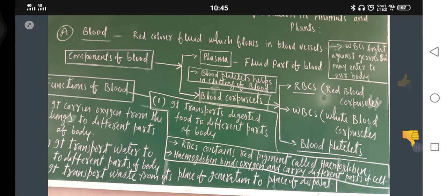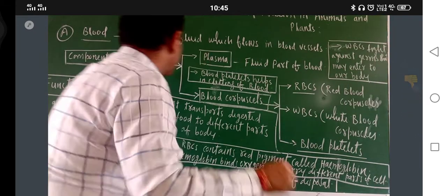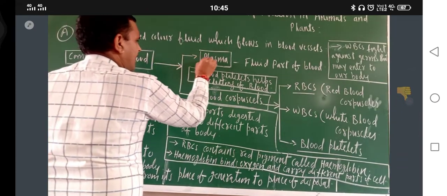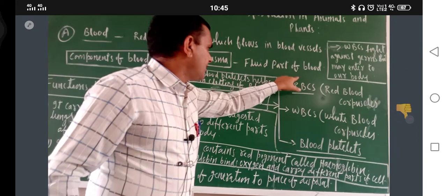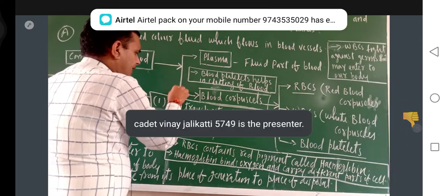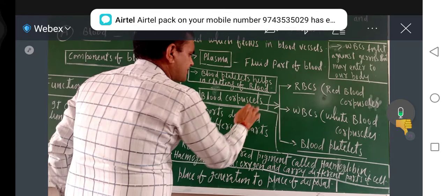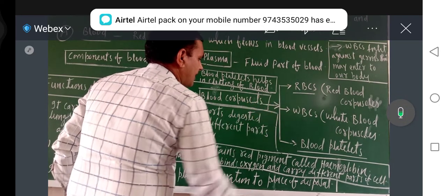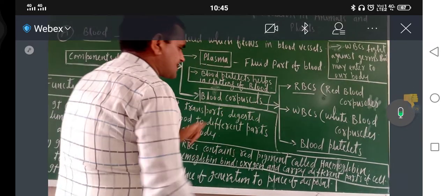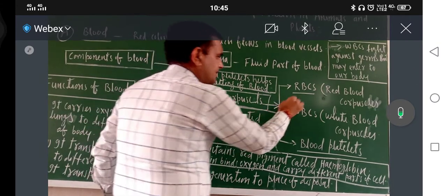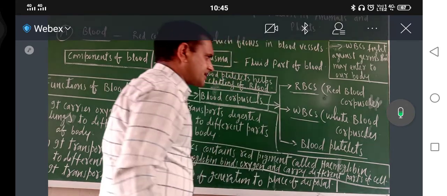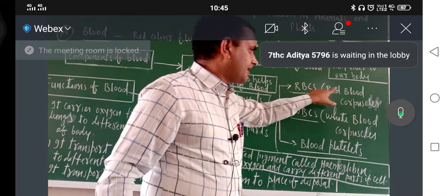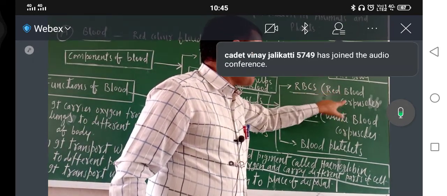Just try to understand. Blood has got two components. The first component is the plasma. It is written here. What is plasma? Fluid part of blood. The second component of blood is blood corpuscles. Blood corpuscles are of three types: RBCs, WBCs, and blood platelets. RBCs means red blood corpuscles or red blood cells.